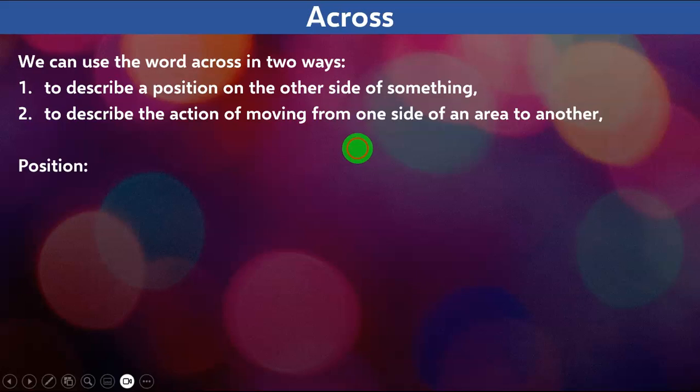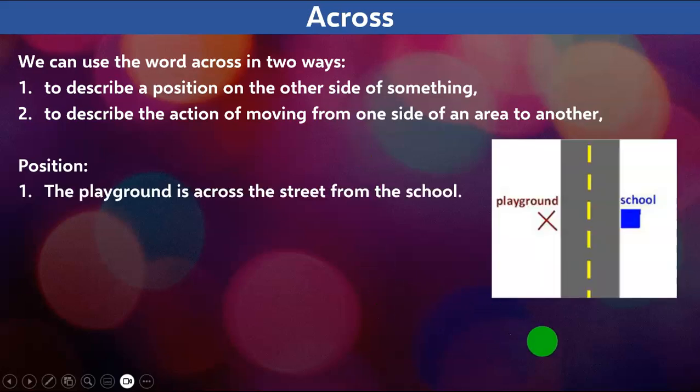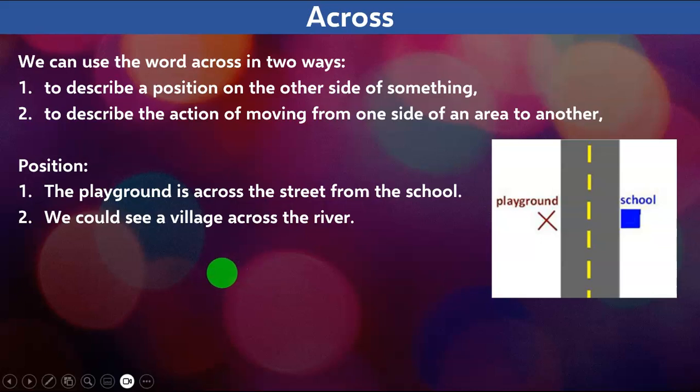Now let's look at position. Now friends, look at this photograph. You have a street, you have a playground on one side, and you have a school on the other side. The playground is across the street from the school, right? That means they are opposite to each other, okay? They are across, and hence you use the word across. So if you have to go to the school from the playground, you have to go from here to here. We could see a village across the river, okay? So when you say across the river, it means on the other side of the river.